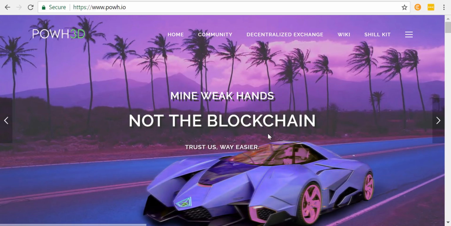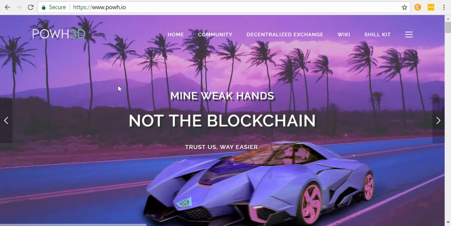Even though I'm going to be showing you websites, every one of these projects, to my knowledge, is 100% smart contracts, and I believe they've all been vetted by third-party sources, but don't quote me on that. I know Proof of Weak Hands, P3D, has. Proof of Weak Hands 3D is the first smart contract DApp, decentralized application, that was designed to work in the way that it does.